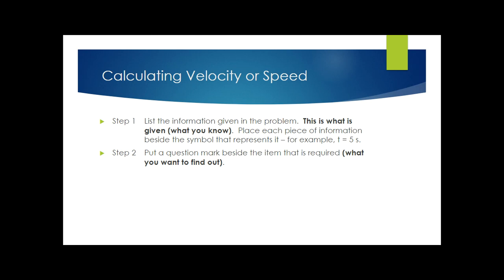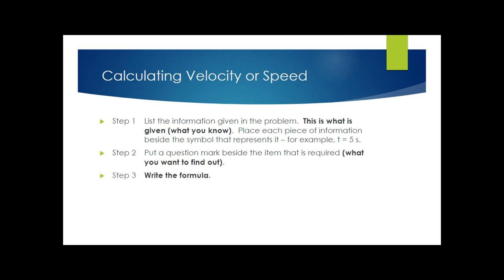Number two, you need to put a question mark beside the item that is required. So if you were given time and distance, time of 5 seconds, let's say you were given a distance of 20 meters, you would then put a V for velocity with a question mark beside it. Then you're showing that you know the time and the distance. You have the data points you know written down, and you also are writing down what you need to find, which is the velocity.